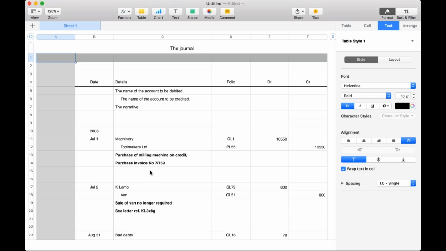But that's hopefully covered the journal for you. That's hopefully made a bit more sense of what it actually is. I think the point to make is that the journal itself is merely similar to the sales day book or the returns inwards day book. It's not part of the double entry system. It's a book of original entry, and it's used to record transactions before they're posted into the double entry system. So hopefully that makes sense.